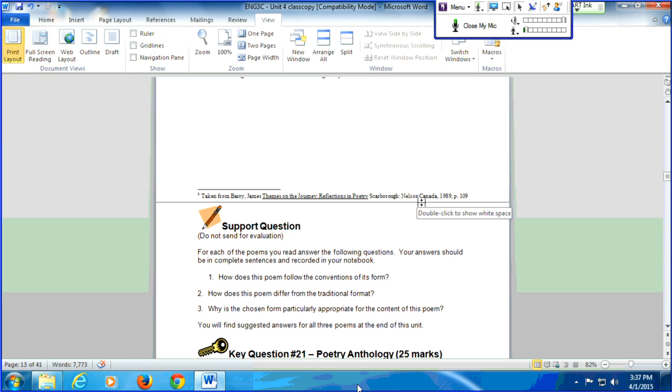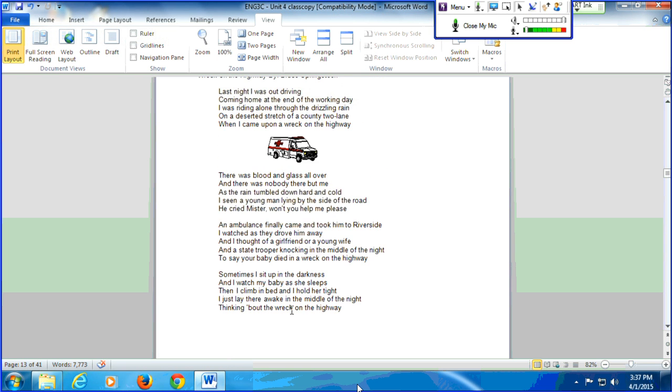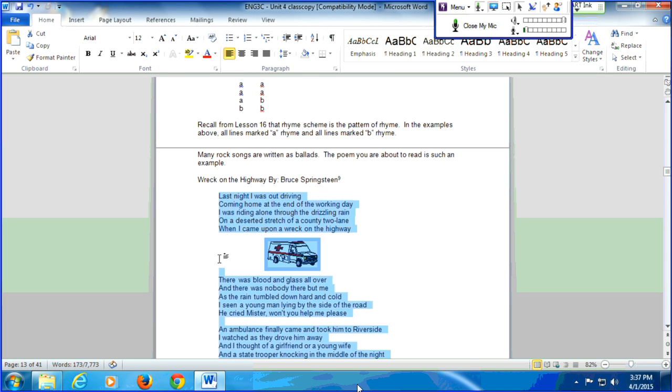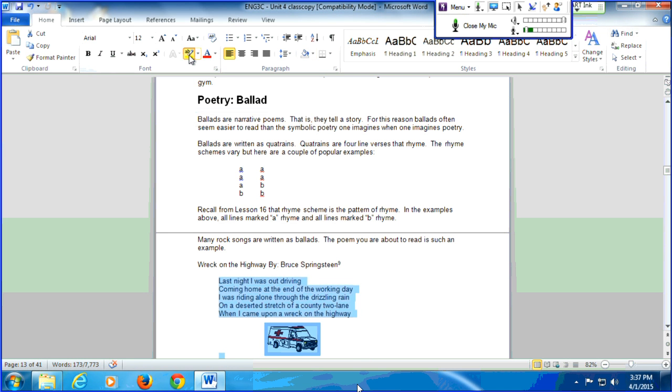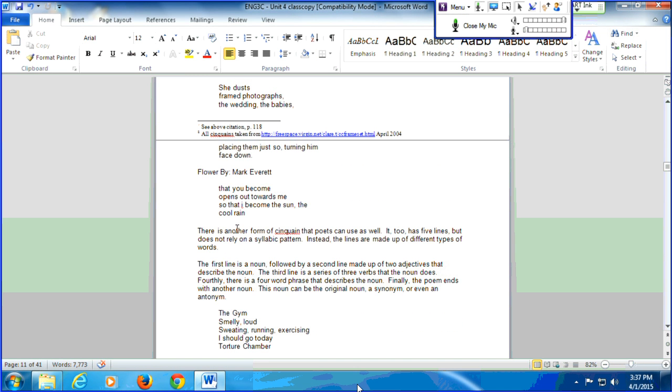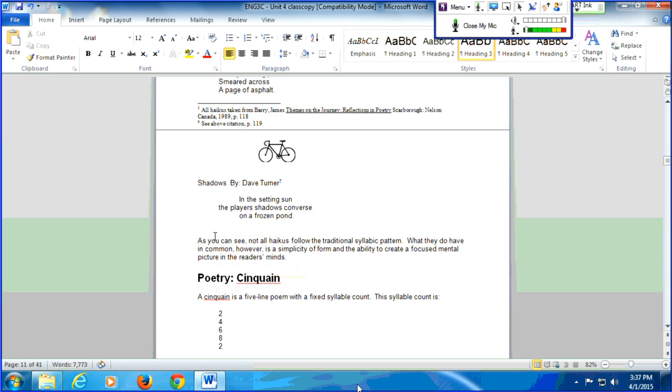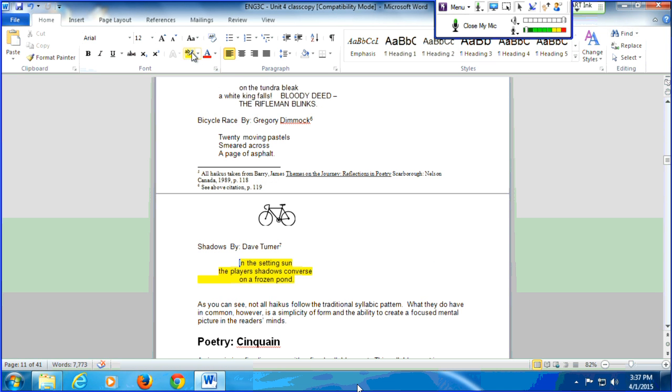So the answers at the back of your novel only have one for each. They're not doing all of them, just one for each. They have suggested answers for Shadows, Slow Squeeze, and Wreck on the Highway. So they have examples for the ballad here, and the back does have a suggested answer. And then Slow Squeeze has one. And then Shadows. So those are the ones that I highlighted that actually have suggested answers. So you can find those in the back. I'll read them over now. If you want to try and challenge yourself with the other ones, that's fine. But you have to double check on your own because there are no suggested answers in the unit itself.